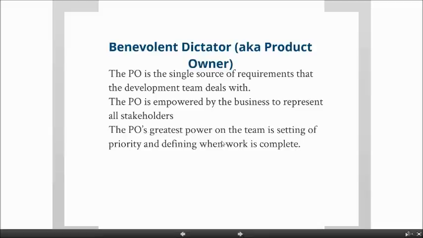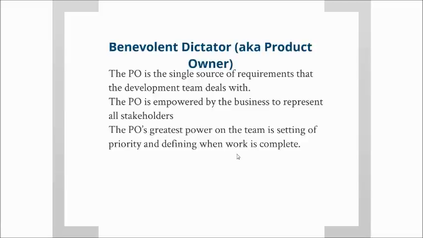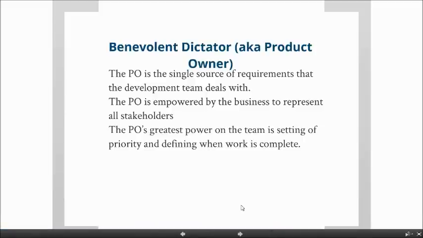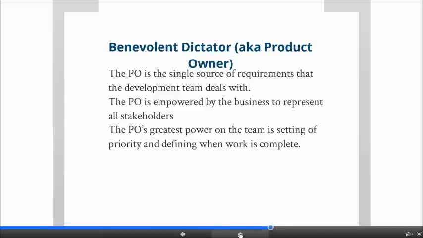The product owner's greatest power on the team is setting a priority and defining when work is complete. So they're the ones who say, this is what you need to work on. Here's the user story. This is when you need to work on it, and here is what it needs to do when you're done with it, the acceptance criteria. That's the benevolent dictator. So when we talk about priority, this is the best situation to be in as far as avoiding the conflict that is sometimes associated with priorities.